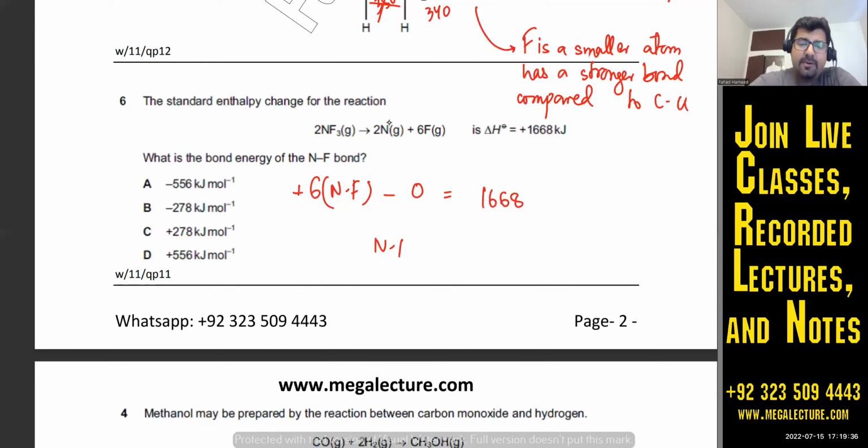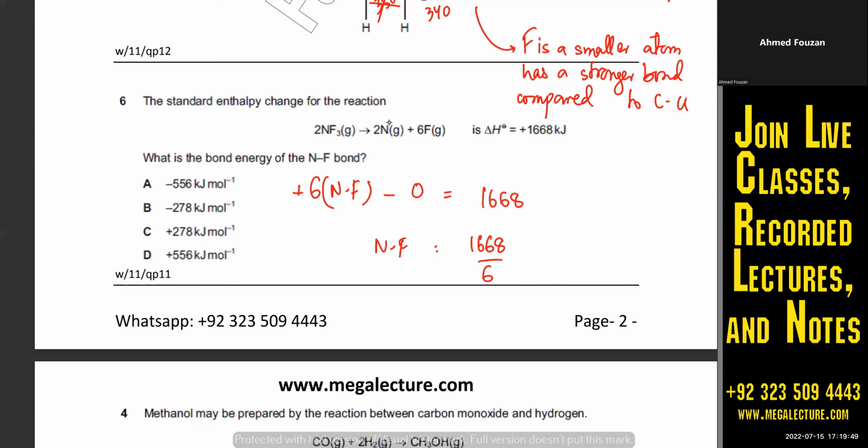So what is the NF bond energy? It's going to come out to be 1668 divided by 6. So what do we get? 278. So plus 278.